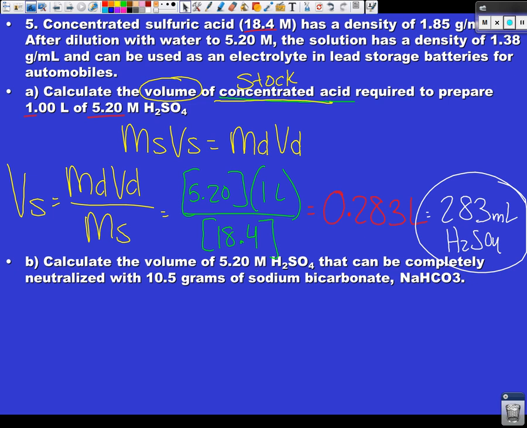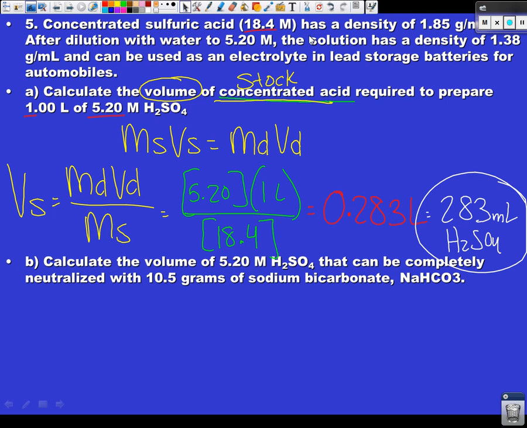I would fill up the 1 liter volumetric flask about half full of the distilled water, then pour the volume of the acid in, then fill it up the rest of the way with water. Does that make sense? The only reason we're putting water in first is to absorb the heat when we pour the acid into the water. That's the only reason. So acid to water.